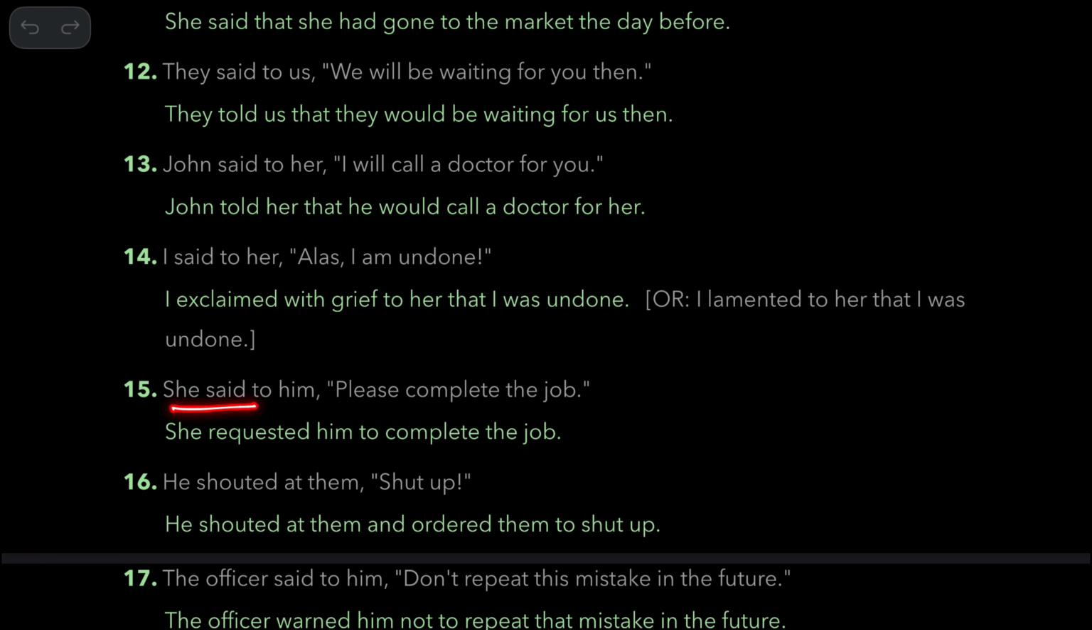She said to him, Please complete the job. She requested him to complete the job, because please is there, you say requested. He shouted at them, Shut up. He shouted at them and ordered them to shut up. So you need this conjunction and you need to report this separately.